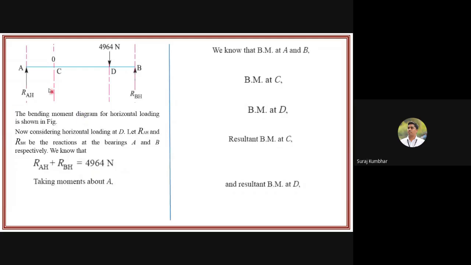Now just take the moment about it and find out RAH and RBH. All of you please find out. Yes, do it fast. This is the last point of this problem. Just find out RAH and RBH now. Okay, RBH, Akanksha, 3971. Okay, what about RAH? Everyone should do that.